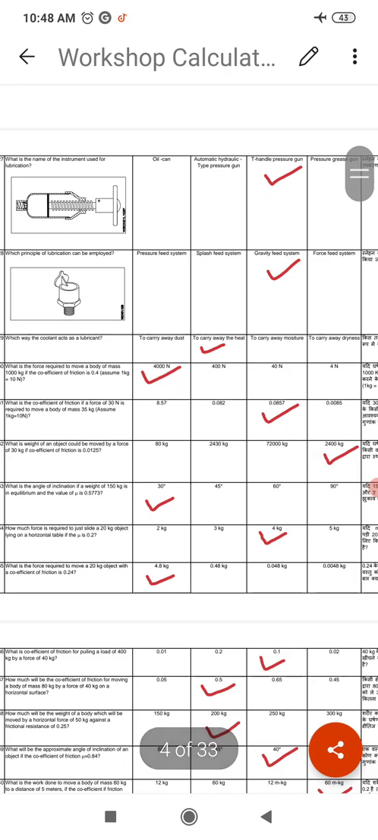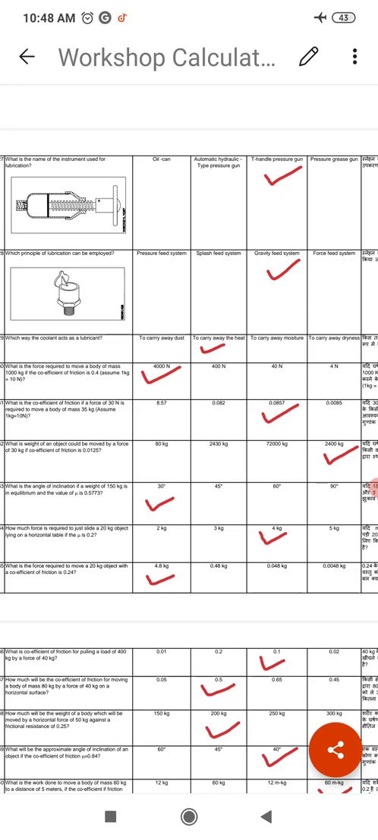Next one, see the figure. What is the name of the instrument used for lubrication? The answer is T-handle pressure gun, option C. Next, another figure in the question. Which principle of lubrication is employed? Its answer is option C, gravity feed system.